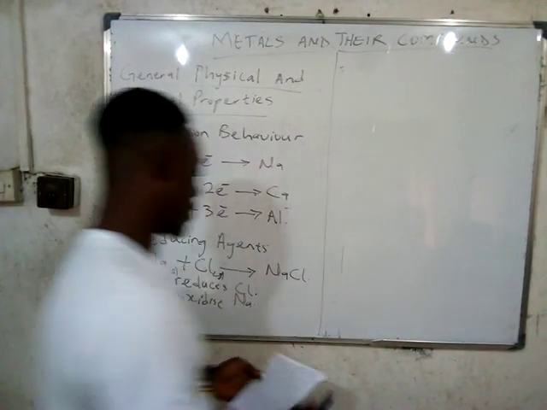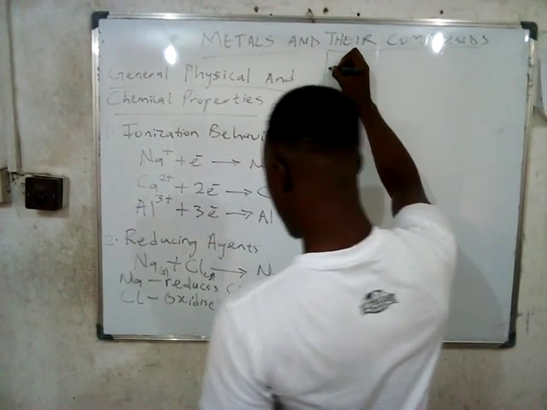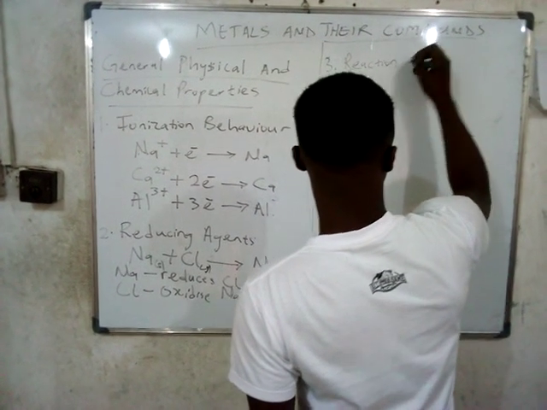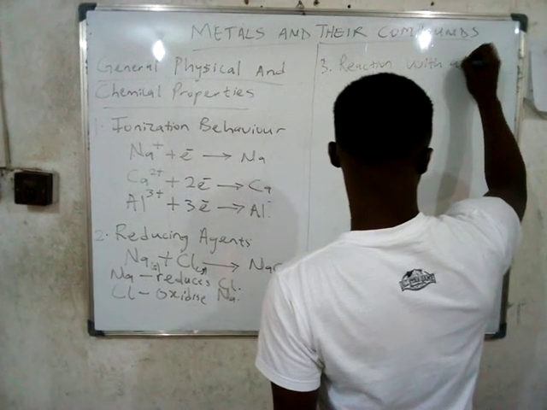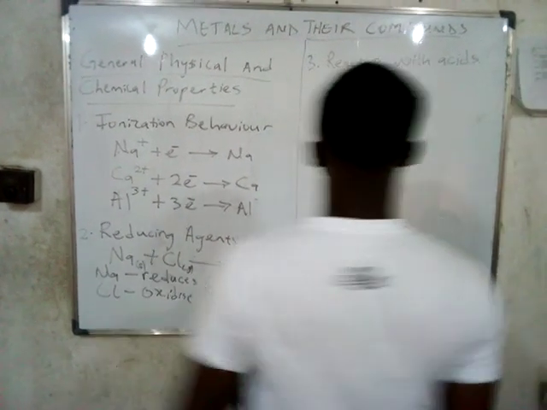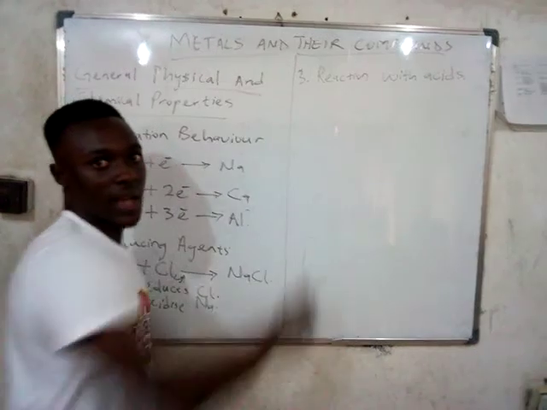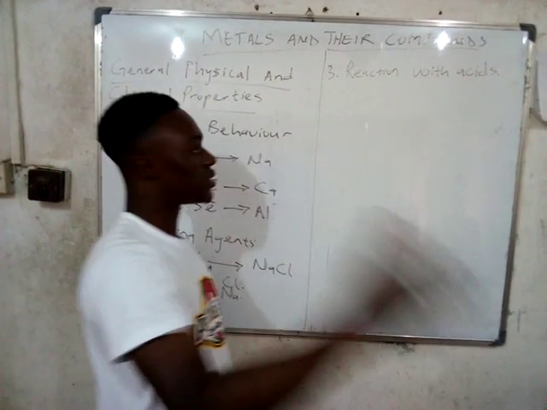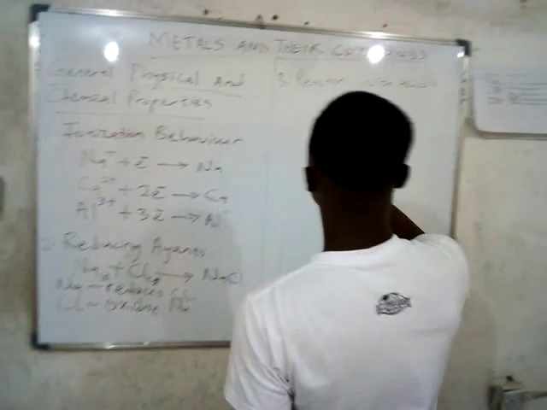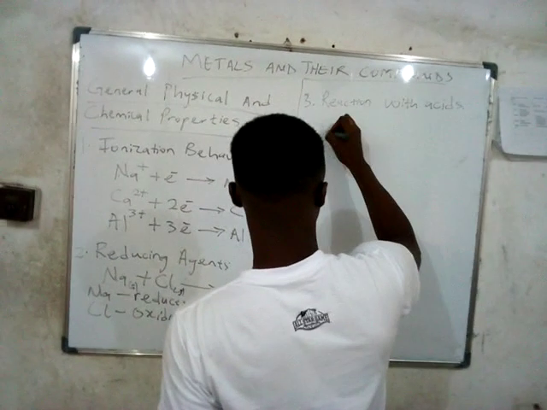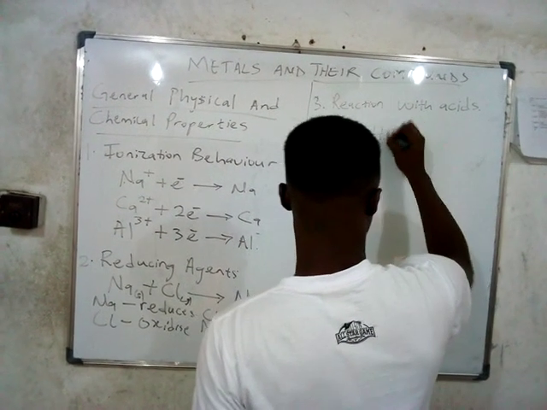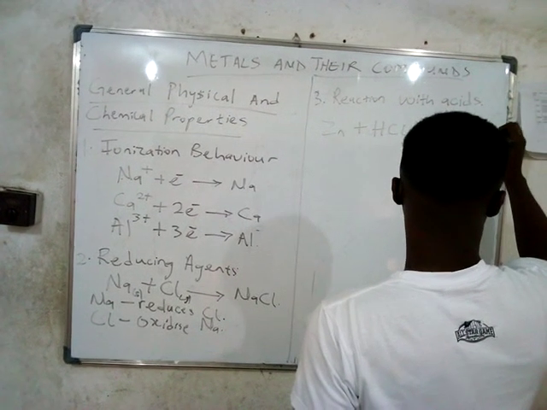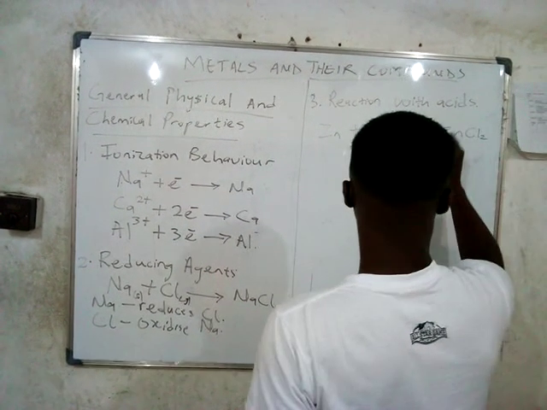Now, the next chemical property of metals we're going to look at is reaction with acids. Metals react with acid to give a salt or a hydroxide and hydrogen gas. For example, you see zinc reacting with HCl to give zinc chloride and hydrogen gas.